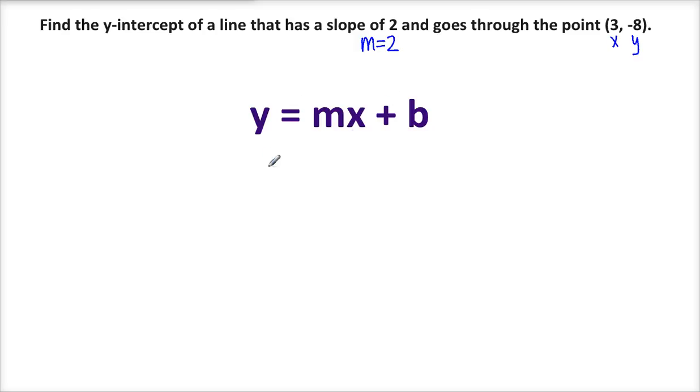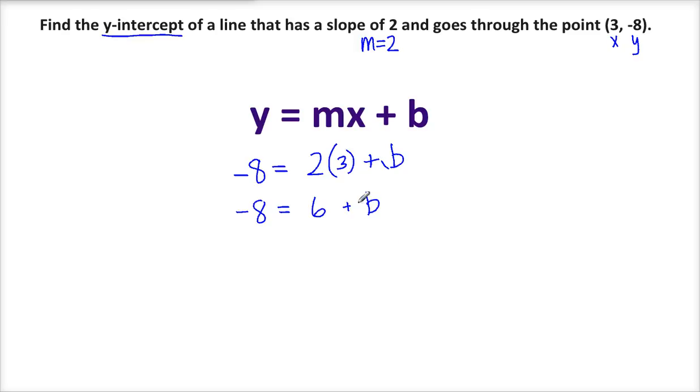So let's plug them in. y is -8, m is 2, x is 3, those are multiplied together, then plus b. b is what I don't have. I'm trying to find b, the y-intercept. Okay, so clean this up a little bit. I have -8 equals 2 times 3 is 6 plus b.